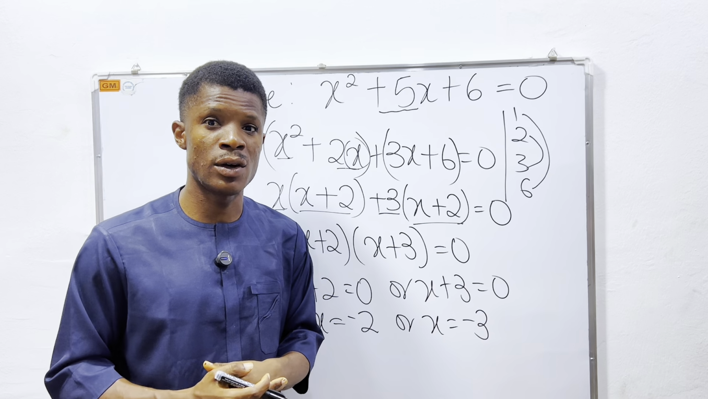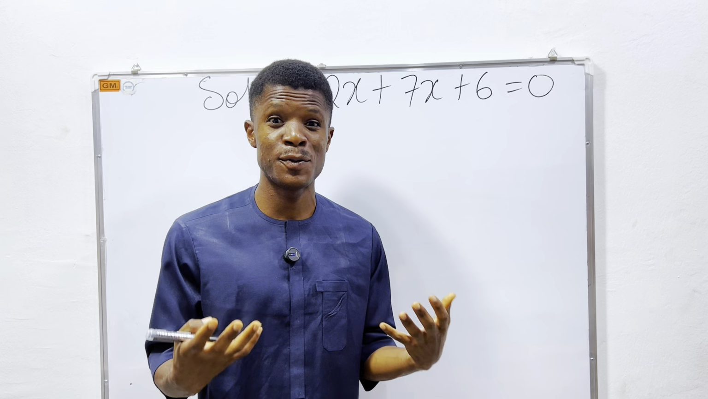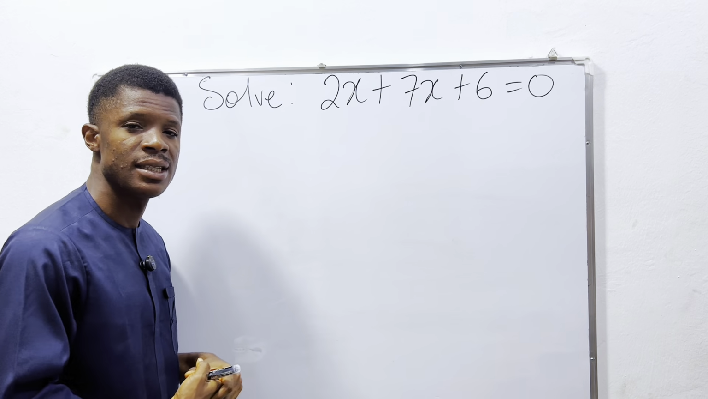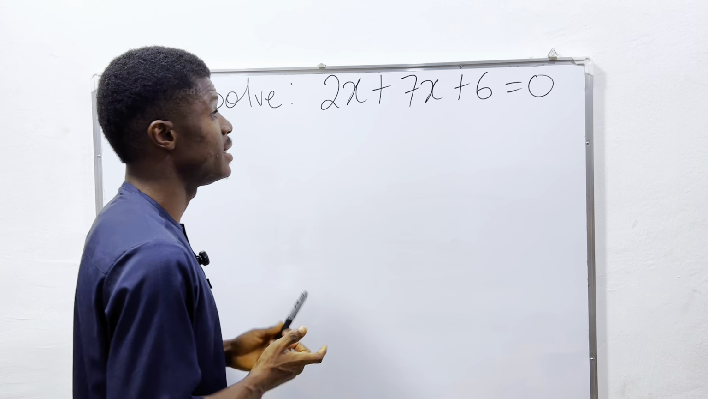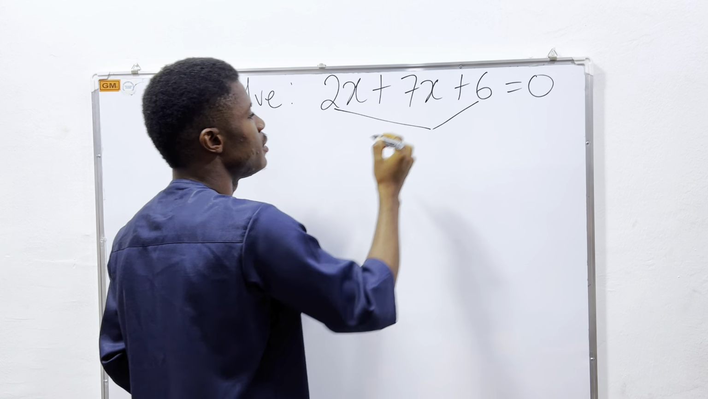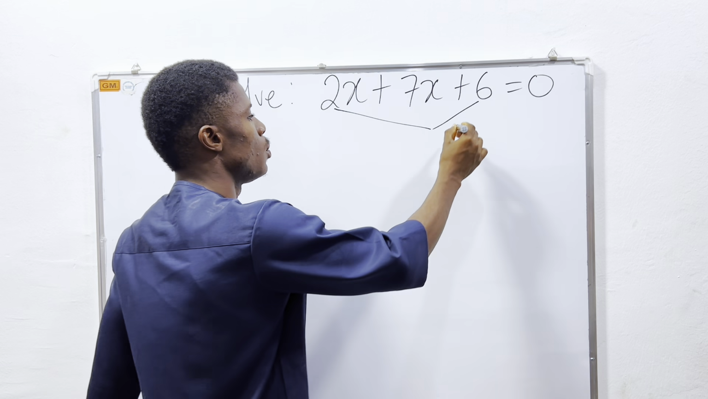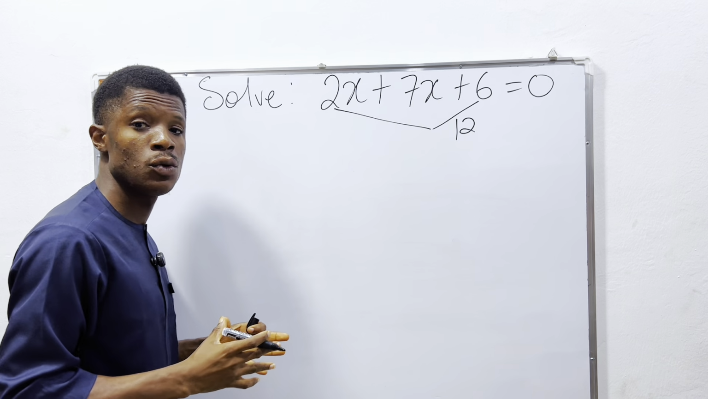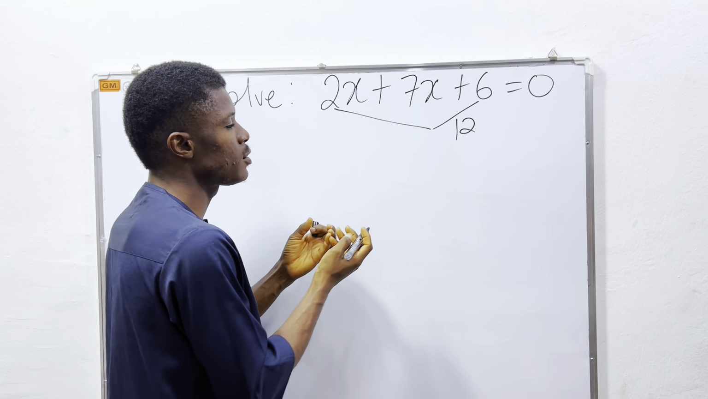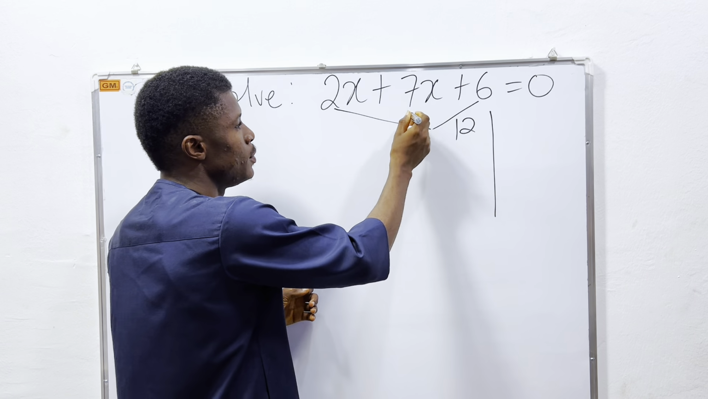Let's try when the leading coefficient is more than 1. Now let's solve when the leading coefficient is more than 1. Here we have the leading coefficient to be 2. To solve this type of quadratic equation, the first thing you have to do is multiply the leading coefficient by the last term. If you multiply 2 by 6, you have 12. Now think of two factors of 12 that multiply to get 12, but when you add them together, you get the middle term, 7.